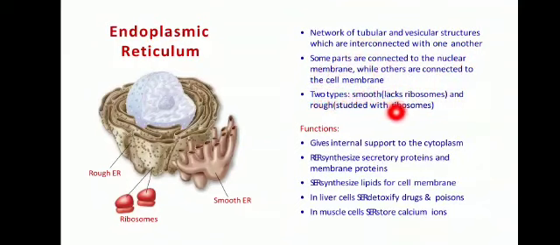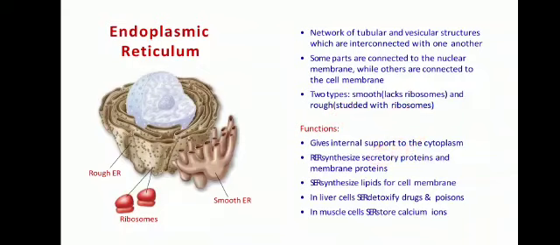So there are two types of endoplasmic reticulum. One is smooth and the other one is rough. The smooth is lacking ribosomes, and the rough endoplasmic reticulum is filled with or attached with ribosomes.